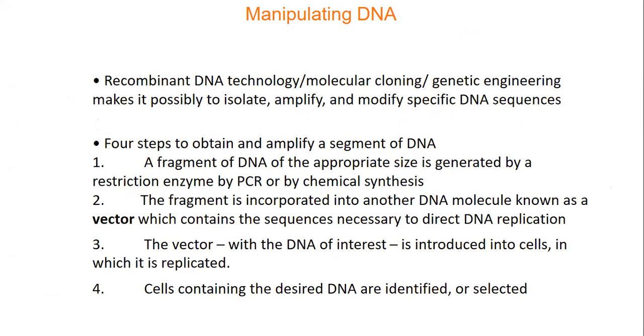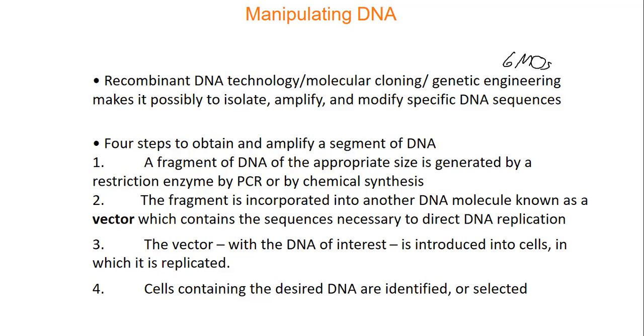And we're going to continue talking about DNA, and we're going to talk about how we can manipulate DNA to do research. We're going to talk about recombinant DNA technology, also called molecular cloning, also called genetic engineering, also called GMOs, genetically modified organisms. So we're going to talk about how you make GMOs inside the lab, and the different phases of isolating, amplifying, and modifying DNA sequences. As listed here, there are 4 different steps to do this.